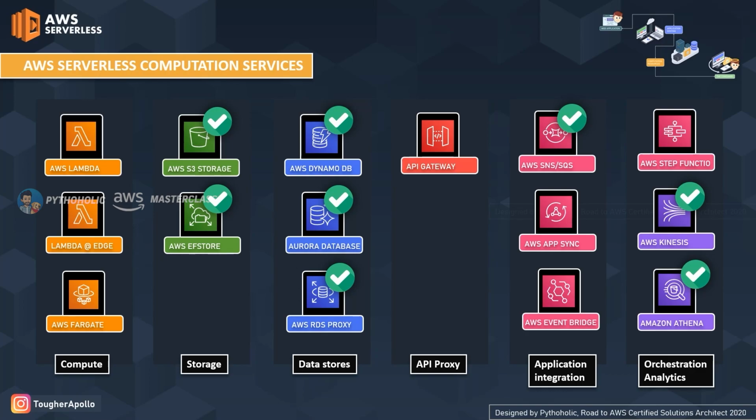So if you see here, for compute, we have AWS Lambda, Lambda@Edge, and AWS Fargate. Don't worry about them. If you aren't aware of them, we will discuss them one by one. For storage, we have AWS S3 and AWS EFS. And for data stores, we have AWS DynamoDB, AWS Aurora Database, and AWS RDS Proxy. For API proxy, we have API Gateway. For application integration, we have AWS SNS, SQS, AppSync, and AWS EventBridge. For orchestration and analytics, we have AWS Step Functions, Kinesis, and AWS Athena.